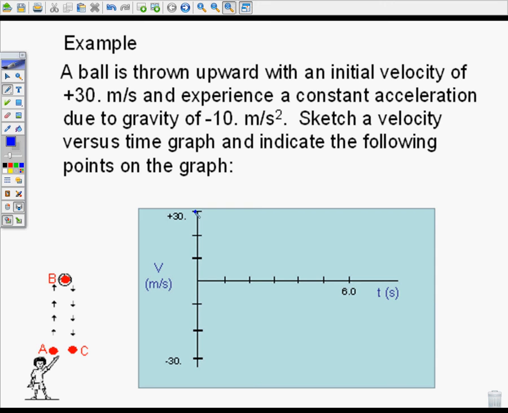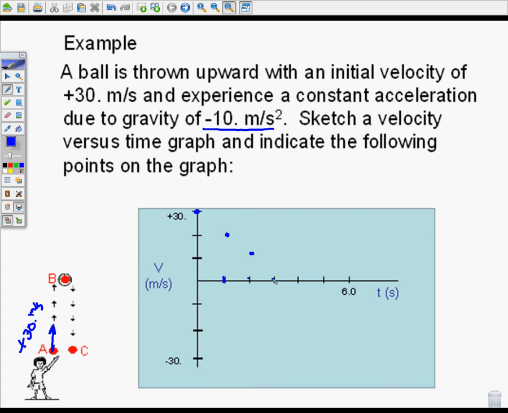At 0, the ball is going positive 30. That's right here. Going up positive 30 meters per second. 1 second later, how fast is it going? Positive 20. But now it's going down by tenths, remember? So positive 20. After 2 seconds, how fast is it going?